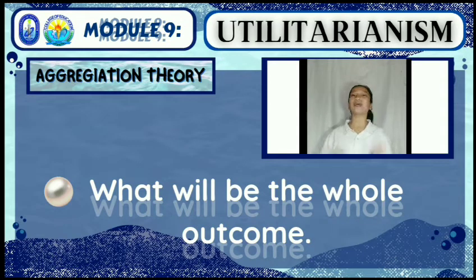Kanina, aking naipaliwanag kung ano ang hedonism. Ngayon, atin naman alamin kung ano ang kahulugan o ano ang nilalaman ng aggregation theory. Para naman sa consequentialist theory, si Teacher B ang magpapaliwanag sa atin kung ano ang nilalaman nito. Ngayon, tayo na dumako sa aggregation theory. Pag sinabi nating aggregation theory, ito ay what will be the whole outcome? Sa madaling salita, kung ano ang magiging resulta ng iyong ginawa. O diba, napakasimple lang. Ngayon, aking tinatawagan si Teacher V para magbigay pa ng mga ilang kaalaman patungkol sa utilitarianism.